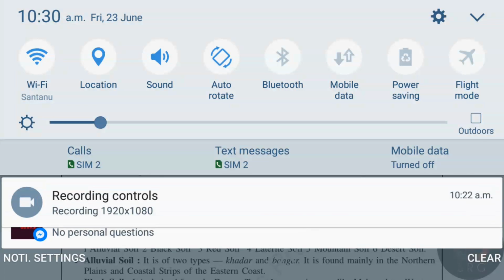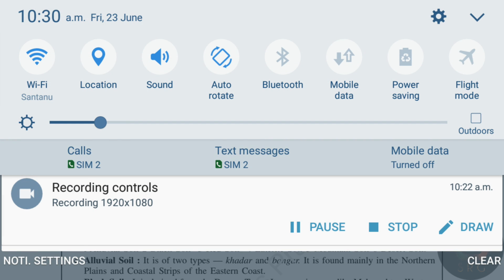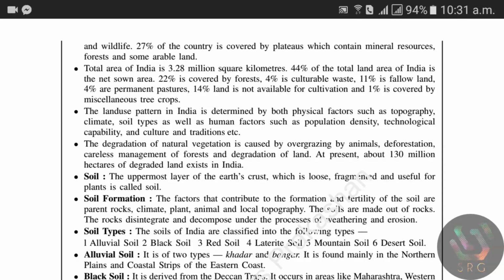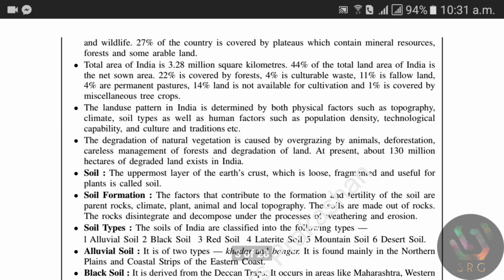Total area of India is 3.28 million square kilometers. 44% of the total is. Just a sec, I'm coming. Hey, I'm back. I actually had to receive an important call, so let me return to my content.